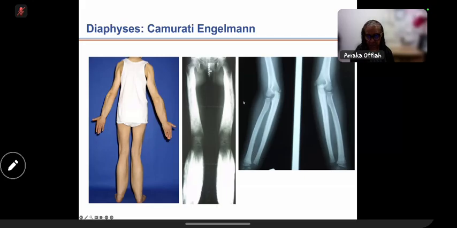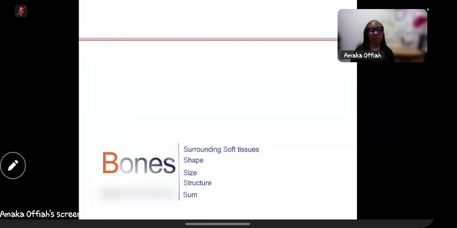This is one that was referred to me, and it's just to show you that it can actually be quite subtle sclerosis and widening, some abnormal modeling of the bones. It can be painful. So that is the anatomical localization.